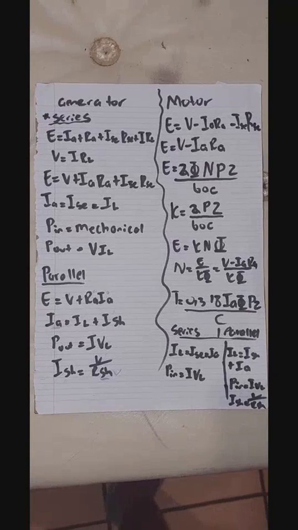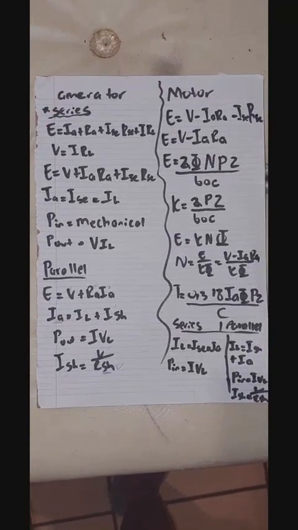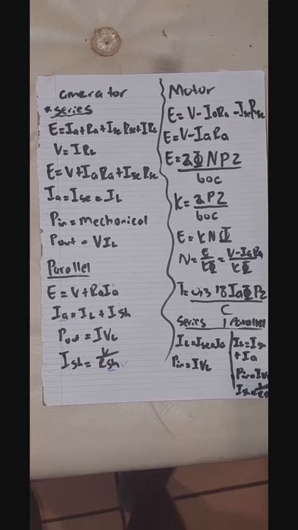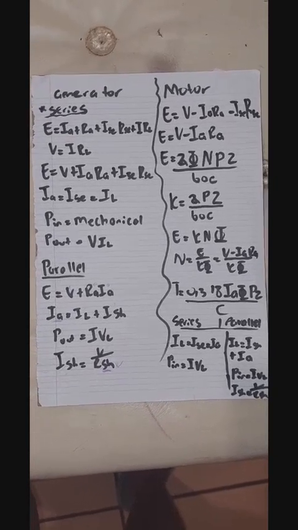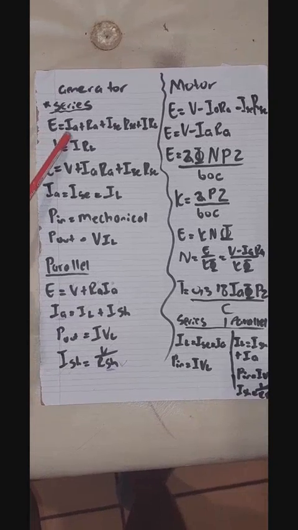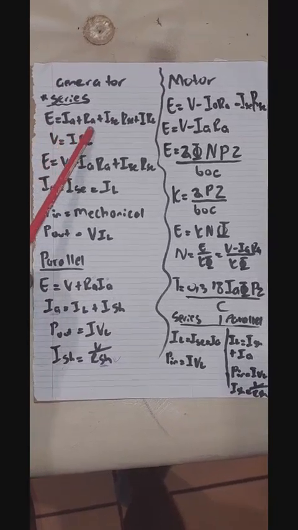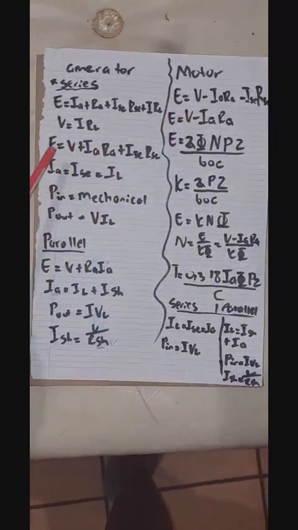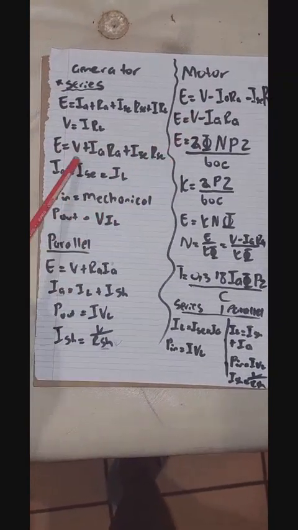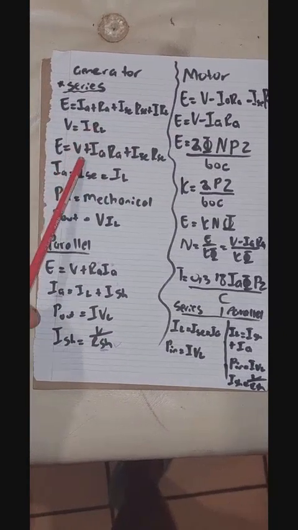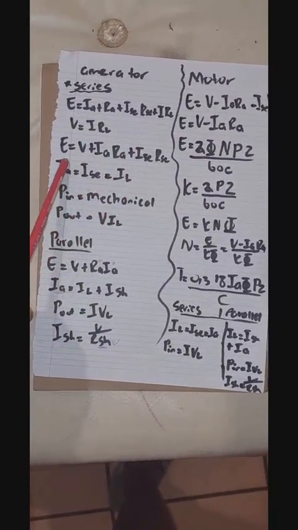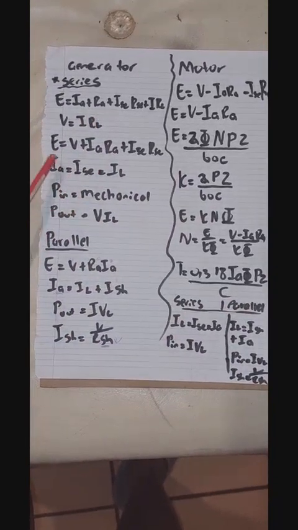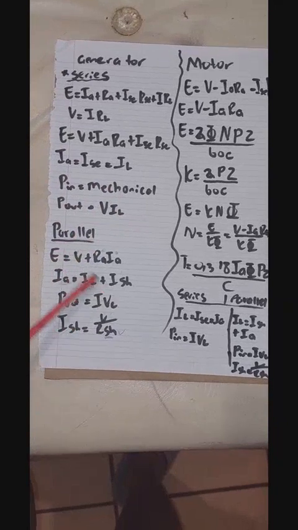Talking about formulas, guys, this is the list of formulas and the difference between generator and motor. Just to clear out the difference, look at this. Here the EMF we add, and here on the motor the EMF we subtract, you see. And here the formulas are consistent. It's only dealing with EMF, and then from everything that will help us find the EMF.